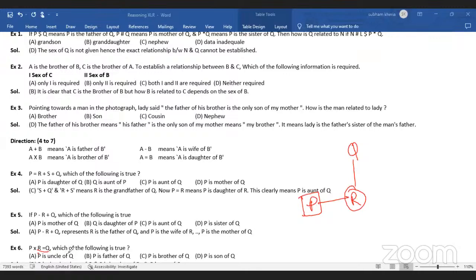Achha, this question is wrong. Brother, this question is wrong. P is the uncle of Q. Wrong. Am I doing it wrong? R equals Q. R is the daughter of Q. Correct. Yes. P is the uncle of Q. Wrong. P is the father of Q. Wrong. P is the brother of Q. Wrong. P is the son of Q. Correct. Option D is correct.